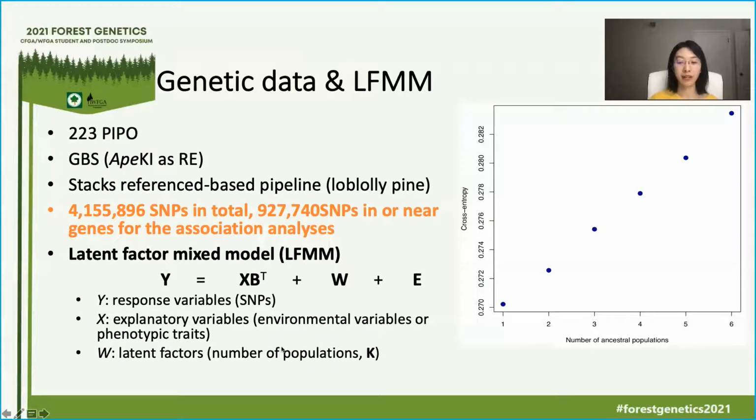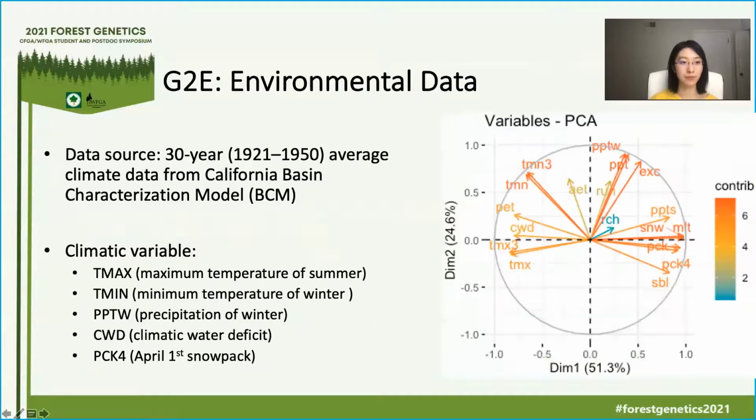We estimated the mixture coefficient for each K value between 1 to 6 with 10 repetitions. The figure on the right side shows the results. The most likely K value was identified by minimizing the cross entropy value. Accordingly, K equals 1 is the best choice.